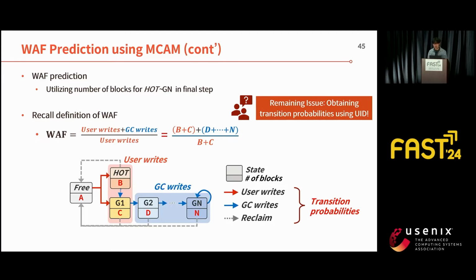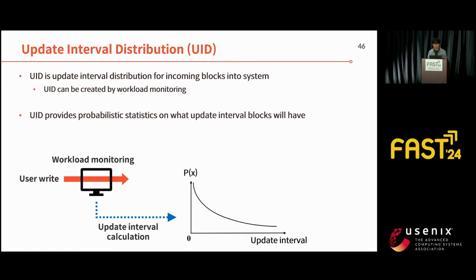The remaining issue is we need transition probabilities to predict the WAF using MCAM. So we utilize UID, which represents the workload patterns. And by using UID, MiDAS can predict the transition probabilities. UID is the update interval distribution for incoming blocks into the system, and UID can be generated by monitoring the incoming blocks. This UID provides probabilistic statistics on what update interval a block will have.